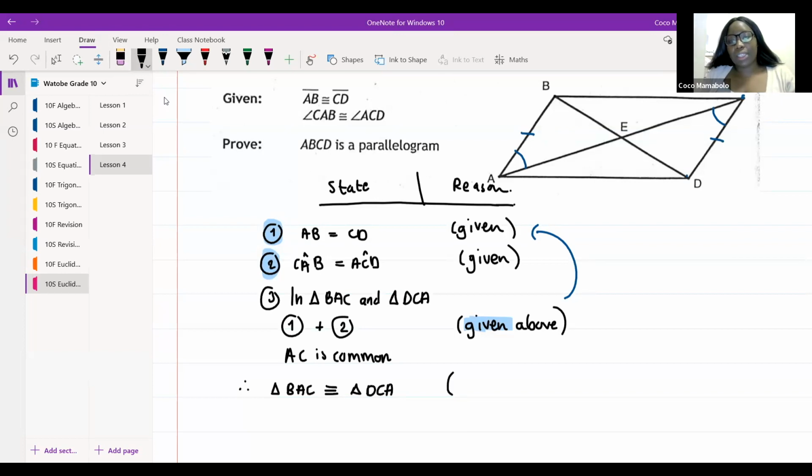What is my reason, guys? What reason are we going to use for congruency here? That's it, Gift. Well done. That's it, Rita. The reason I'm going to use is S. That opens up a whole bucket of things. What does that tell us about the rest of the shape, guys? Let's go ahead and use it. What other sides do we now know are equal to each other?